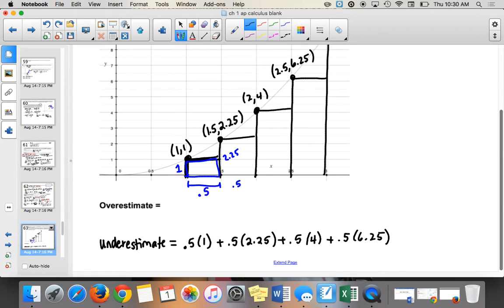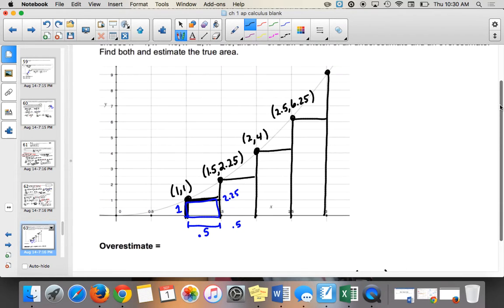We don't use 9. Do you guys see why we don't use 9? Because that would be going this way, and that's not between 1 and 3. That would be past it.